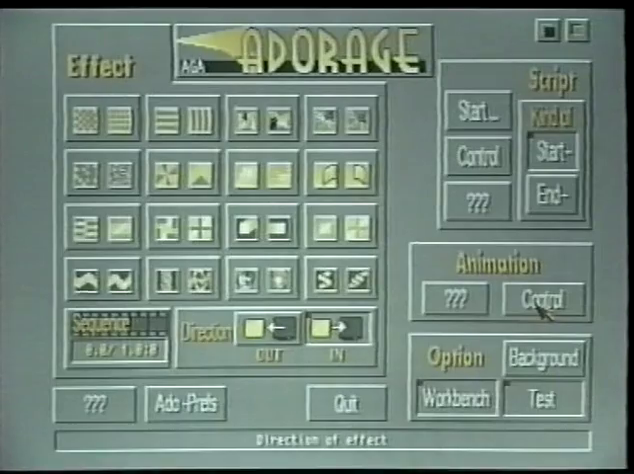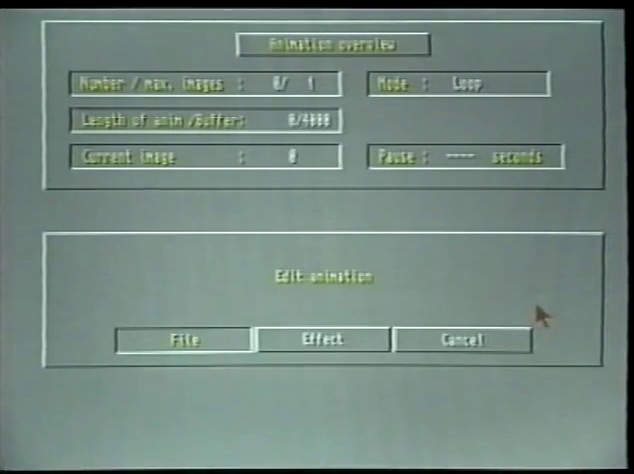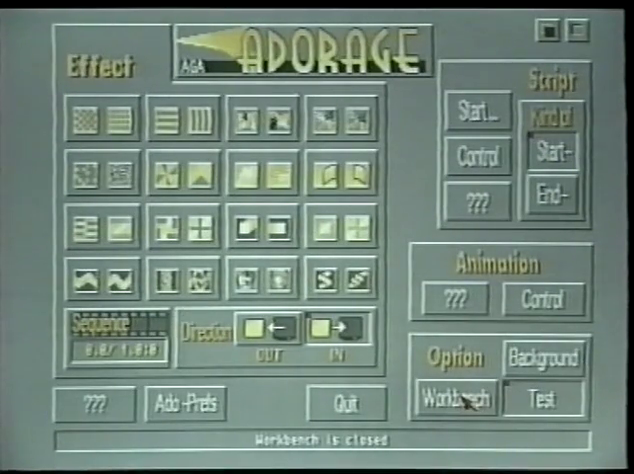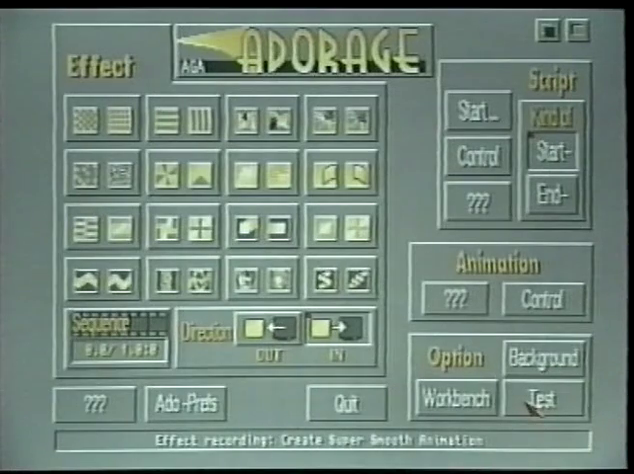The animation control button gives access to the play and file buttons used for viewing and saving the animation. The option panel allows you to close down Workbench for memory saving, toggle between test and live for previewing effects before recording them, and the background button allows you the option of specifying the background screen used in the animation.